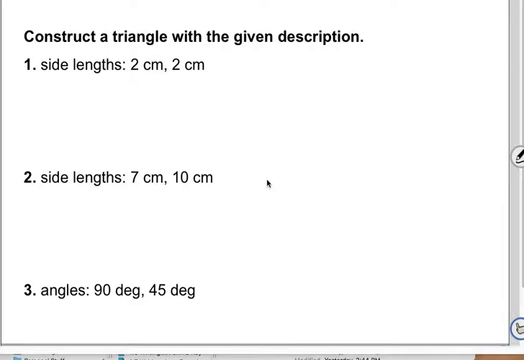Okay, you are constructing the triangle with a given measurement, side lengths of 2 centimeters and 2 centimeters. Have you got that constructed on your paper? Okay, I want somebody to bring it to the board, please. I'm going to let Cadence come up here and put that on the board, please.